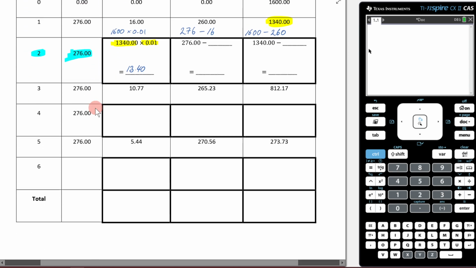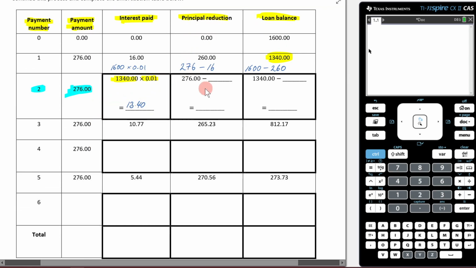All right, let's come down here. To figure out our principal reduction, we say, well, we know that we're paying $276, so we put that there. But now we need to take away the amount of interest that we're being charged. So that's $13.40. That means my principal will reduce by, if I subtract that by that, you can just chuck that into your calculator, you're going to get 262.60. So that's how much your principal will reduce by.